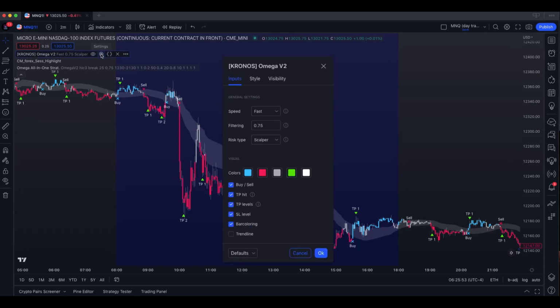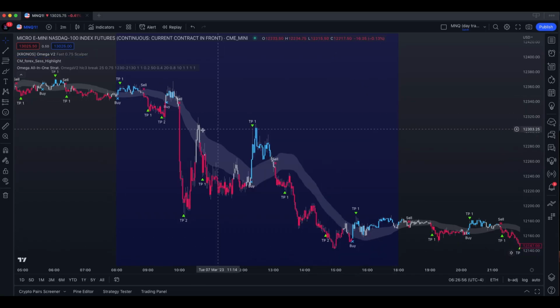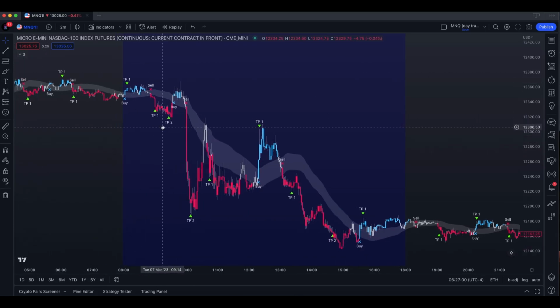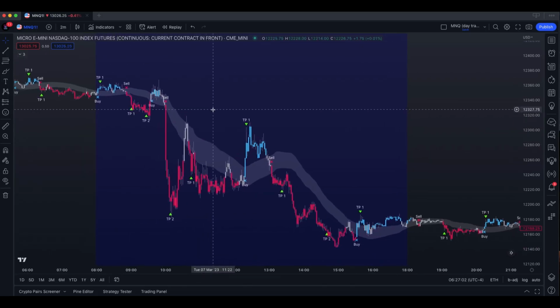Go into your settings, and the only thing you'll have to change is to increase the filtering a little bit. So I recommend the sweet spot for me is between 0.7 and 0.8. And for risk type and speed, just leave it as is. So let me get right into the strategy and how you can make money trading the New York market open.